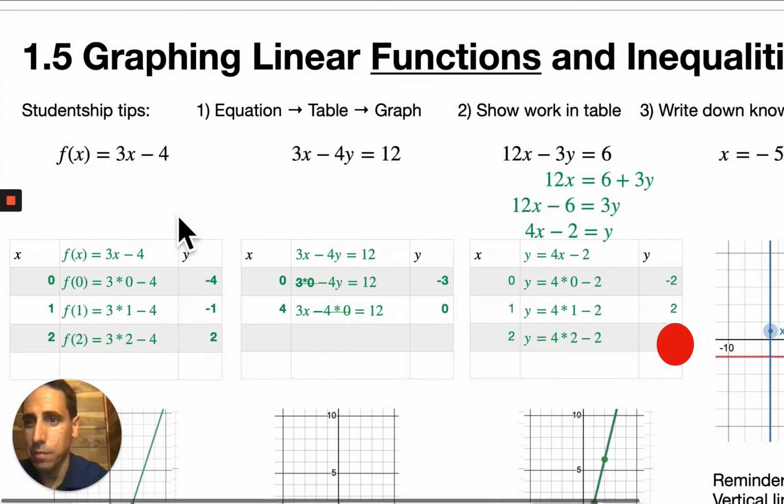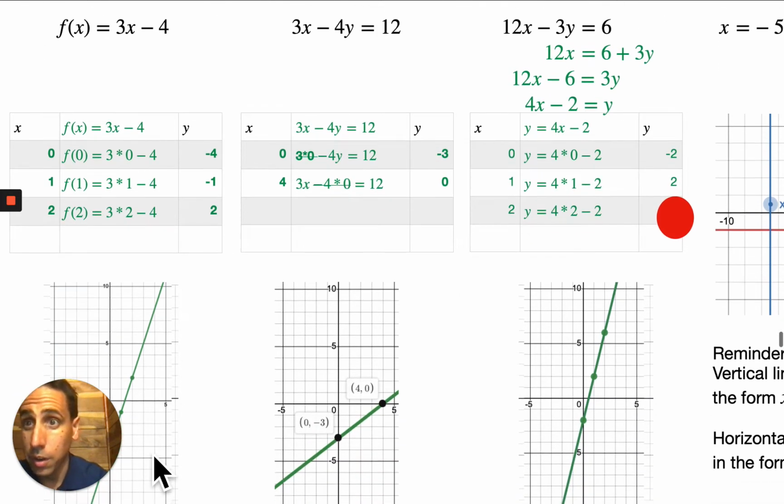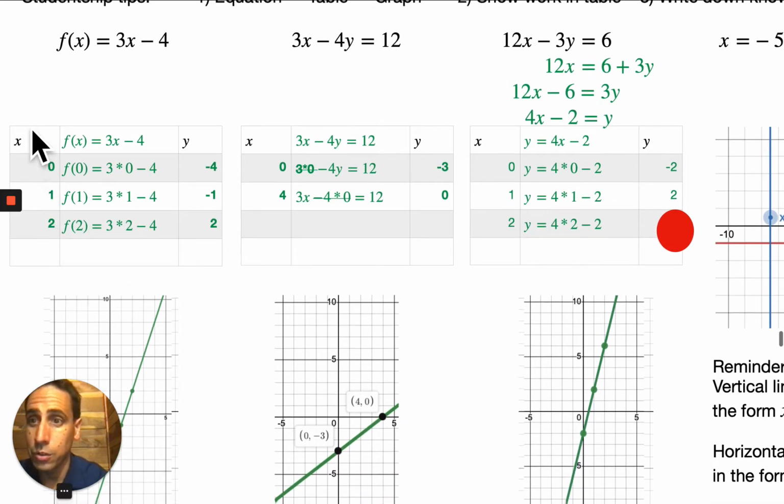Let me show you what I mean. So if you have f of x is equal to 3x minus 4 and you're asked to produce a graph, one really great way to do it is with a table. For this particular strategy, you can choose any x values you want. Let's choose 0, 1, and 2. Plugging in, 0 is the input. Then what is the output? Well, f of 0 is going to be 3 times 0 minus 4, and that comes to negative 4.